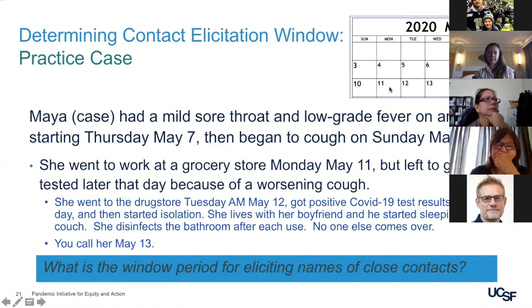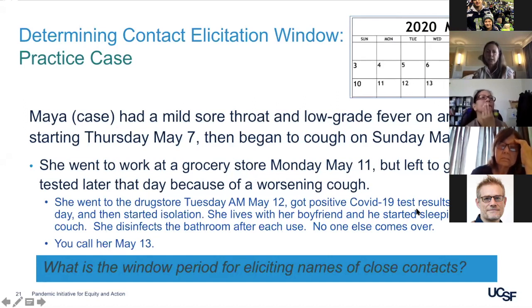So she got tested on the 11th. She went to the drugstore on the 12th, got her test results later that day on the 12th, and started to isolate later on the 12th. She lives with her boyfriend. He started sleeping on the couch. She disinfects the bathroom after each use. No one else comes over. So you speak to her one day later on the 13th.